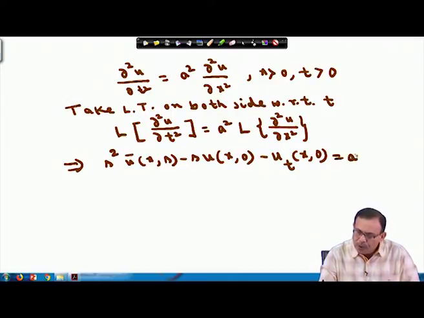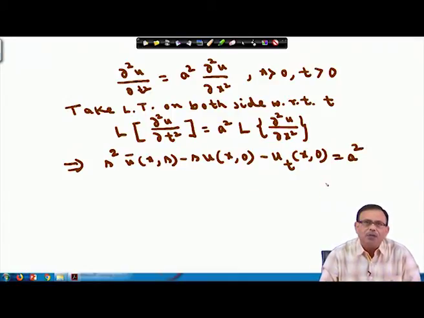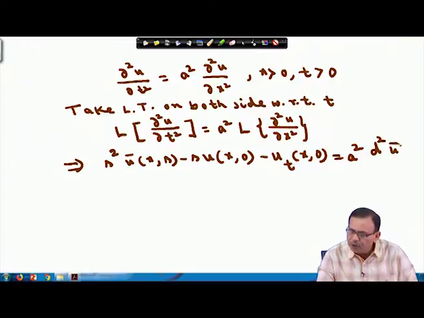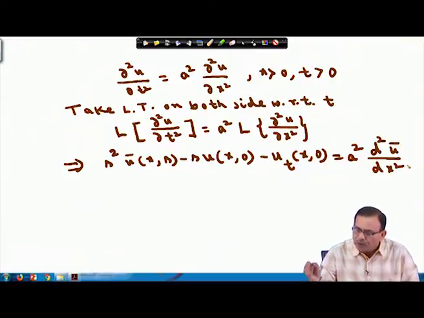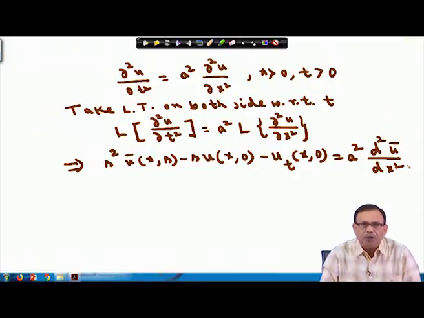This is equal to s² into the Laplace transform of ∂²u/∂x², where you have taken the Laplace transform with respect to t only, not with respect to x, and in that case this will simply be d²ū/dx². So, for the variable with respect to which you are taking the Laplace transform, the Laplace transform of the second order derivative will come as s² ū − s u(x,0) − u_t(x,0) equals s² d²ū/dx² on this side, because you are not taking the Laplace transform with respect to x.